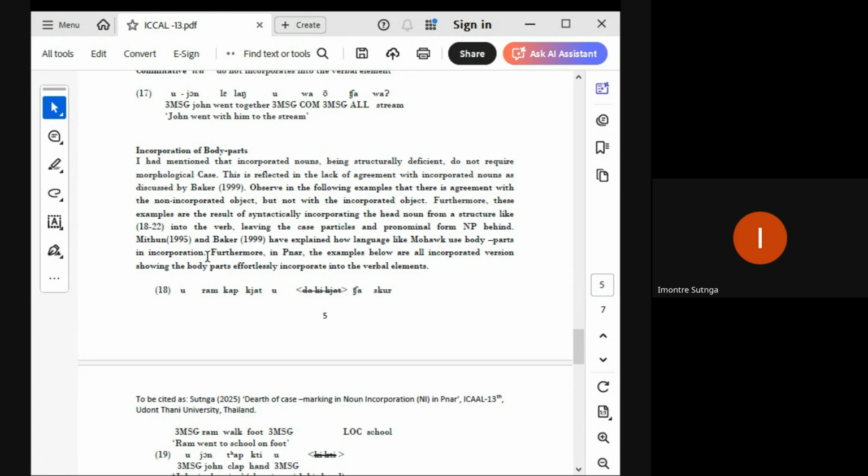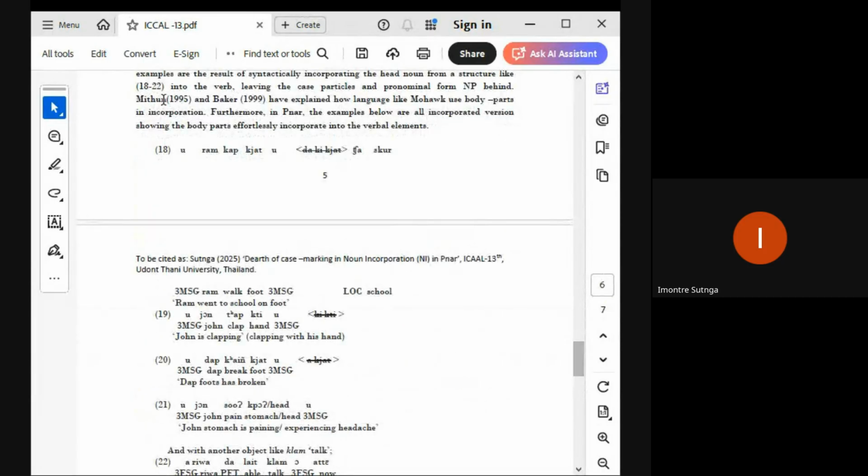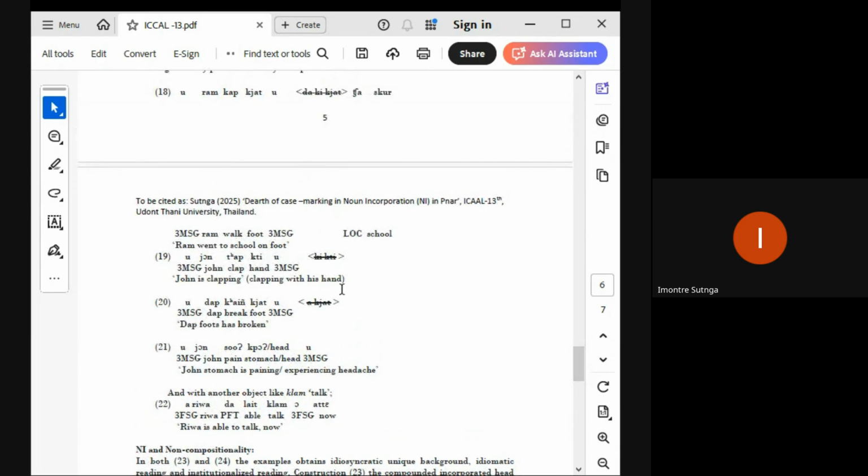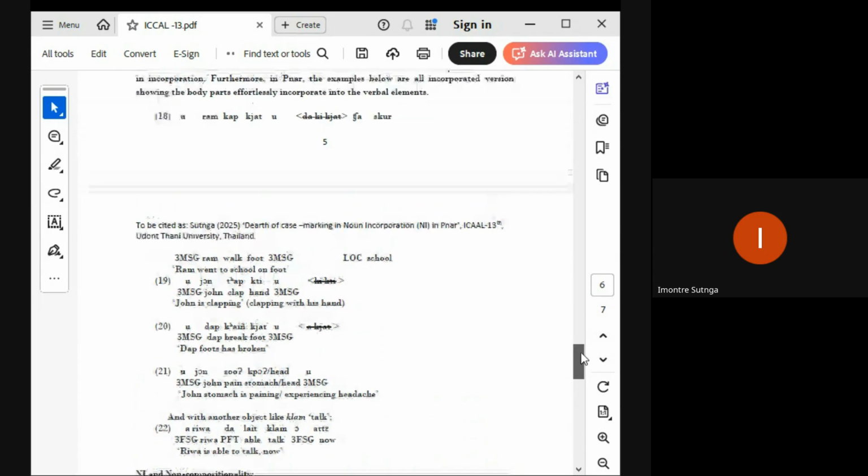It's like the V and the head are having a relation, and then the associated meaning is uram kapkujat, uram kapkujat chaskur. So the leg here is incorporated to cup, that is walk, ujon thapti u, and then we have example 20, udap thain kajat u, and then ujon sukpo u, or his head is paining, or ujon sukpo u, sukle u, or with another object like klam, rivada like klam or atte. There are more examples with body parts, but for now I can only show these 2-3 examples.